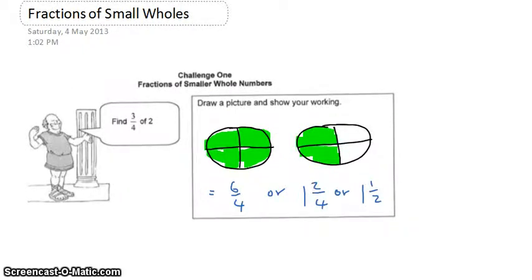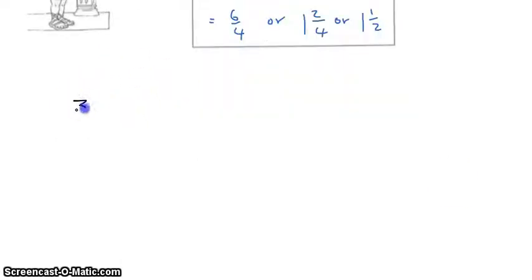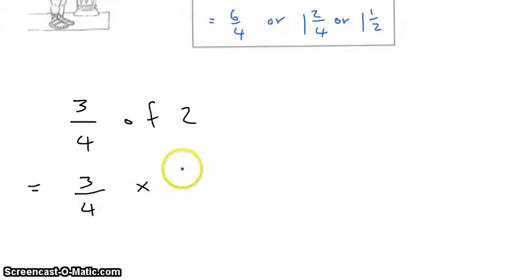Now, there's another way we can work this one out. So our question was 3/4 of 2. Okay? We can write this as 3/4 times 2 over 1. As we've learnt last week in our fractions of fractions, of means times in maths. So whenever we see of, boys, we're just going to use multiplication straight away.